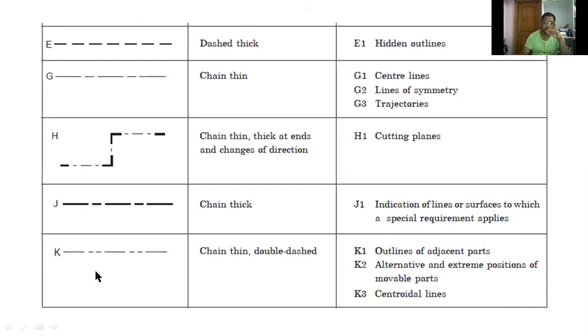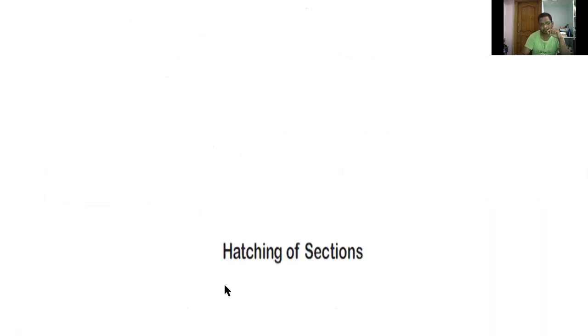Okay, now this thin chain double dash, that is a long line, short line, short line, long line, short line, short line, long line. This double dashed thin chain line is used for indication of outlines of adjacent parts, as well as alternative and extreme positions of movable parts and centroidal lines. Okay, these are the different types of lines used in our machine drawing subject.